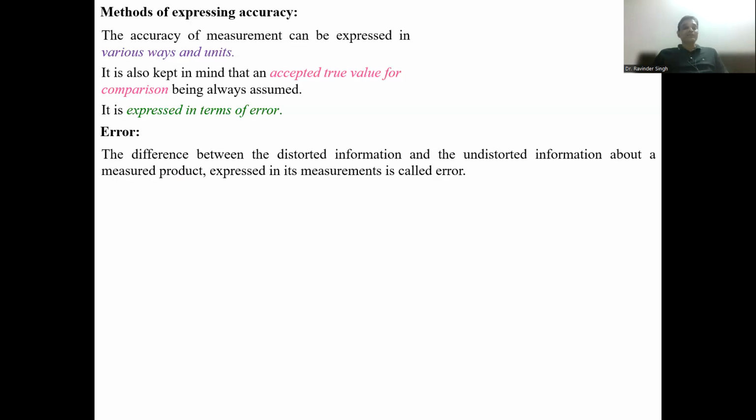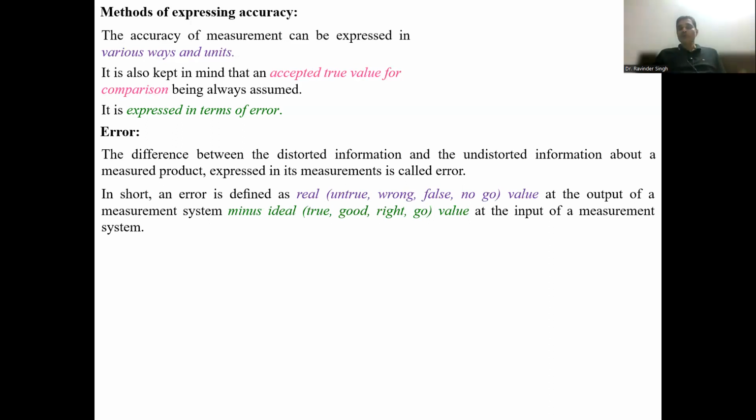Now, what is the error? In the previous lecture also, we defined the error. It is the difference between our observed result and the ideal result. So the difference is called an error. That may be positive or negative. So it is the difference between the real value, meaning the observed value, and the ideal value, that is the true value.